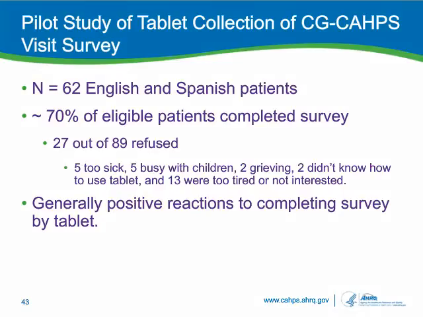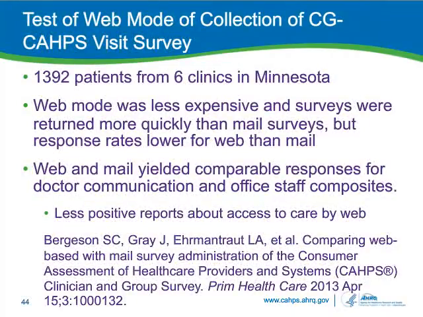Okay, another mode of data collection experiment we did was in collaboration with Allina Health. So Allina Health is very interested in web-based administration of CAHPS surveys, and so they administered the CG-CAHPS visit survey, randomizing people to either web or mail survey administration. And we helped in analyzing the data and writing it up, and this article here describes the details of those results. But what we basically found is that web surveying was less expensive, and it produced quicker returns of surveys than the standard mail survey approach, but the response rate was higher by mail.